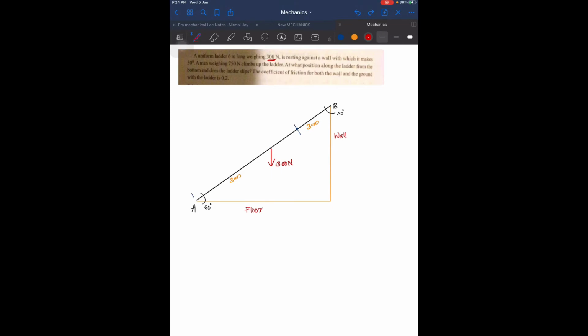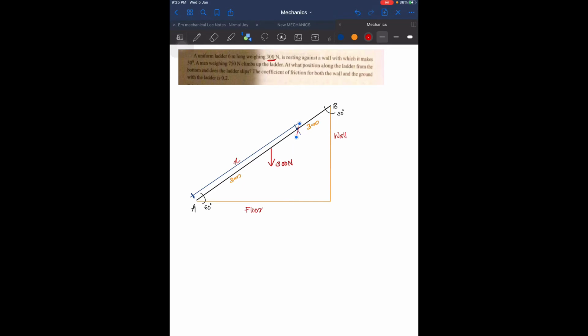I'm going to mark the distance from A to this point as x. So, when the man steps even a millimeter from this point towards B, the ladder will lose its equilibrium and it will slip down. Between A and this point, wherever he may stand, the ladder will be in static equilibrium. That's the concept that you have to understand.